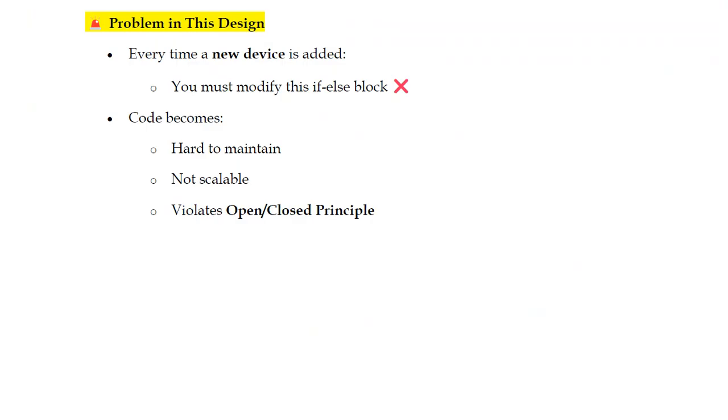It is not scalable if more names or more devices are coming. Scalable means that even if it grows to 1,000 or 10,000, you have to maintain or manage it, but it's quite a tedious process. So it is violating the open-closed principle. What is that open-closed principle? All these things we'll discuss. Just wait.